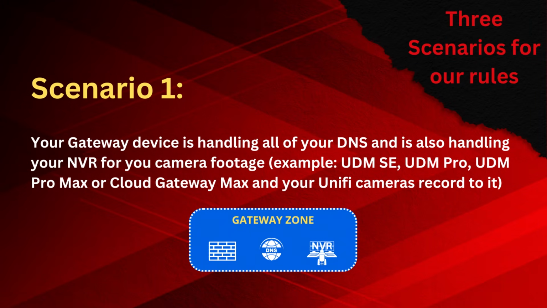All right, so scenario number 1 is for those of you who have a UDM SE, UDM Pro, maybe a UDM Pro Max, or a Cloud Gateway Max with Unifi Protect running on it, which means your cameras, which are going to be sitting in this camera VLAN, need to be able to communicate with the gateway to be able to do the recordings and have Unifi Protect manage those cameras, right? This is going to be part of that limited access we talked about.